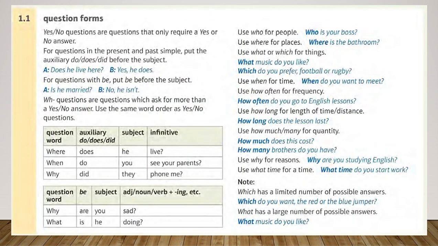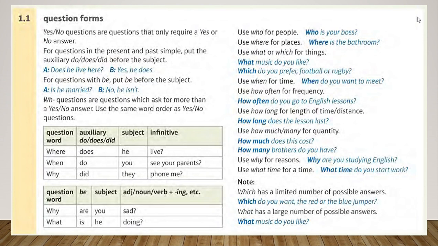I will give you a quick explanation of the theory that you can see here. All these questions that start with auxiliaries are yes/no questions. For example, does he live here? Yes, he does. Is he married? No, he isn't. So you see, even though one starts with does in this case, and the other question starts with verb to be, both questions can be answered either by yes or no.